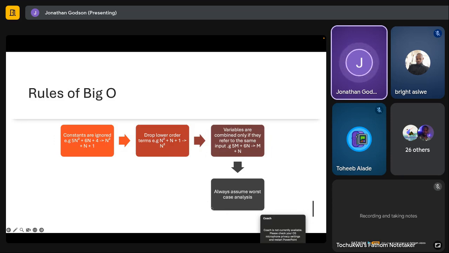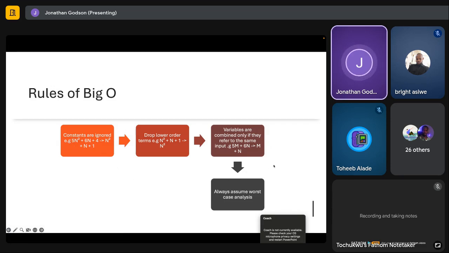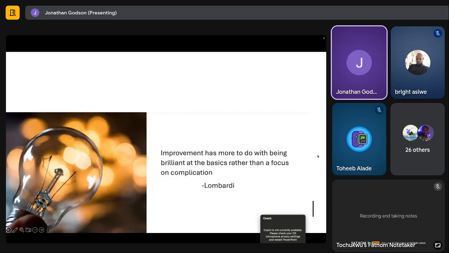So you always assume the worst case analysis. In this case, the worst case here is n squared. Yeah, so that is the rule of big O. So yeah, this is something we have to also consider.